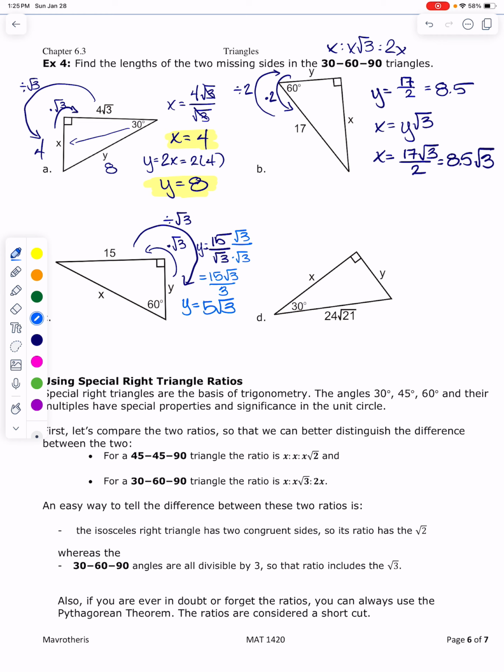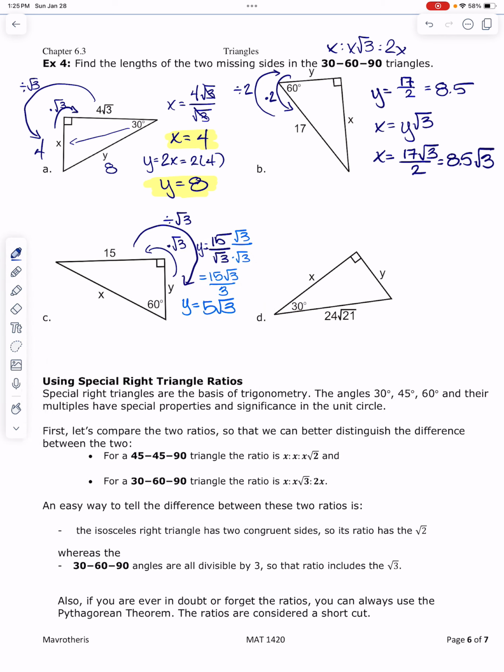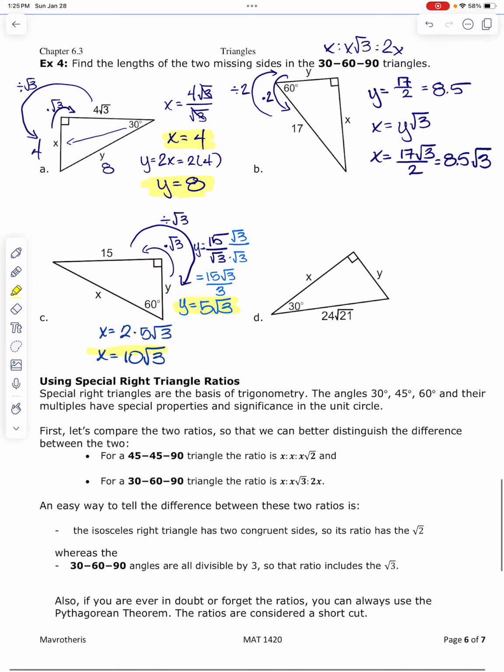To get from my short leg to my hypotenuse, I am going to multiply by 2. So x equals 2 times 5 square roots of 3. And here our x is 10 times the square root of 3. Let me pick up this last one. There's our y. Here's our x.